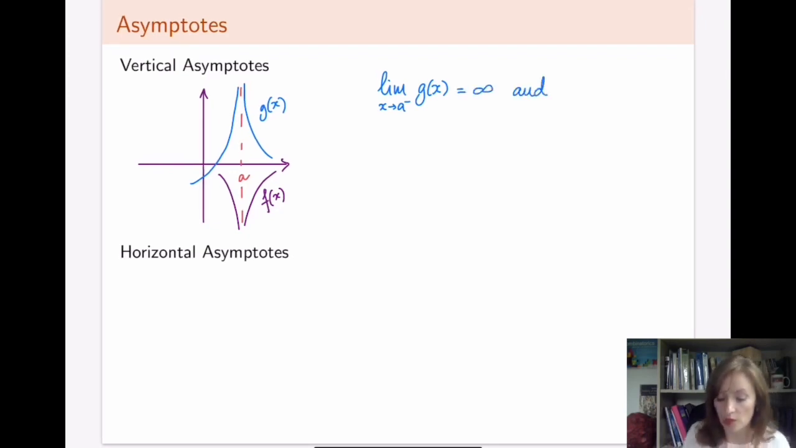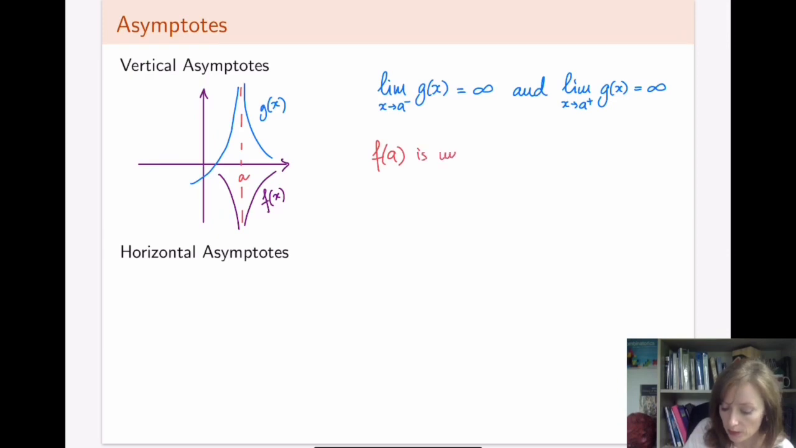And I can also talk about what happens on the right side of that asymptote. The limit of g of x as x approaches a from the right is in this case also positive infinity. Okay, take a minute and write down the corresponding limits for f of x. And then think: can you have a function where one of the vertical asymptote limits is positive infinity and one is negative? In the meantime, I can write the description of what it means to be a vertical asymptote a little without the limits, but a little more verbally. I can say that that means that f of a is undefined.